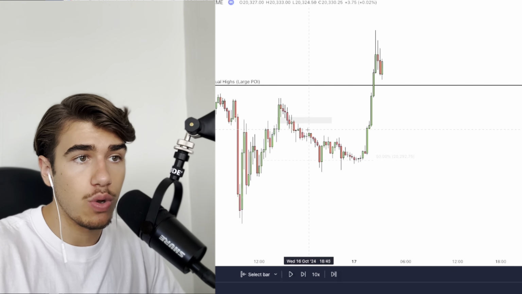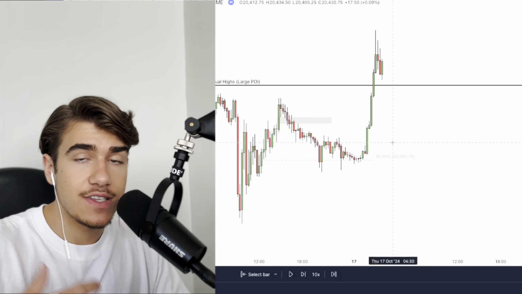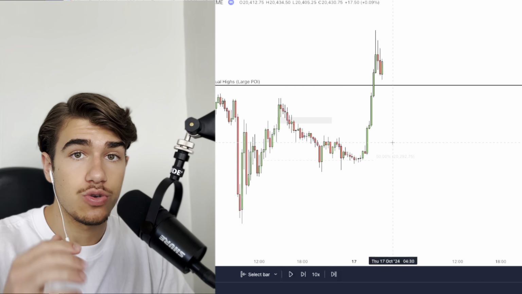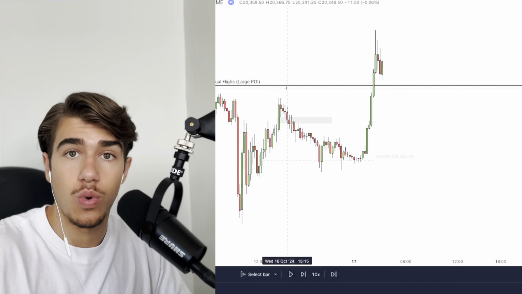So I am not going to look for a long until we have hit 50% of the range. And that is exactly what I mean by newer traders, or traders in general, making mistakes when the market reverses very, very close to a point of interest.